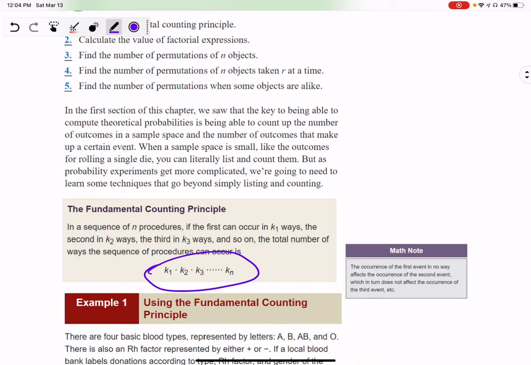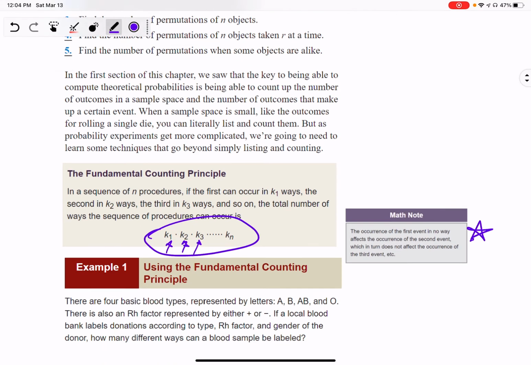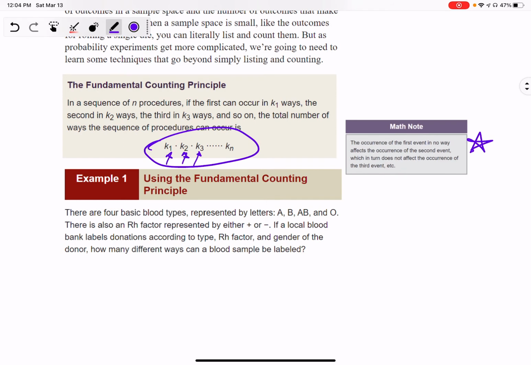The occurrence of the first event in no way affects the occurrence of the second event, which in turn does not affect the occurrence of the third event, etc. When we see the example, it'll make more sense. Each of these is the number of ways that event can occur. So let's look at our very first example.